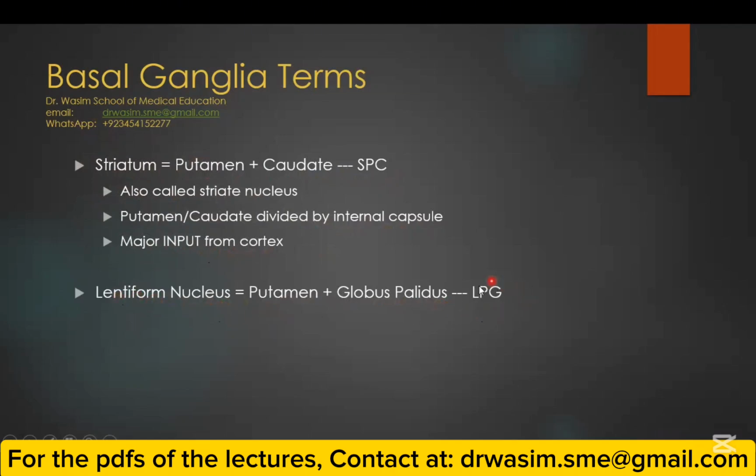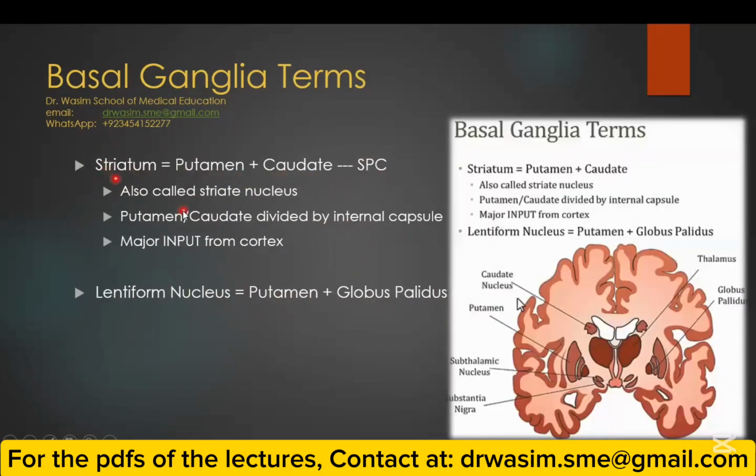Lentiform nucleus can be remembered by the mnemonic LPG, that is lentiform nucleus made by the putamen and globus pallidus, while the striatum can be remembered by the mnemonic SPC, that is striatum when putamen and caudate are put together. So here we discuss that when the putamen and caudate are put together, this is called the striatum.